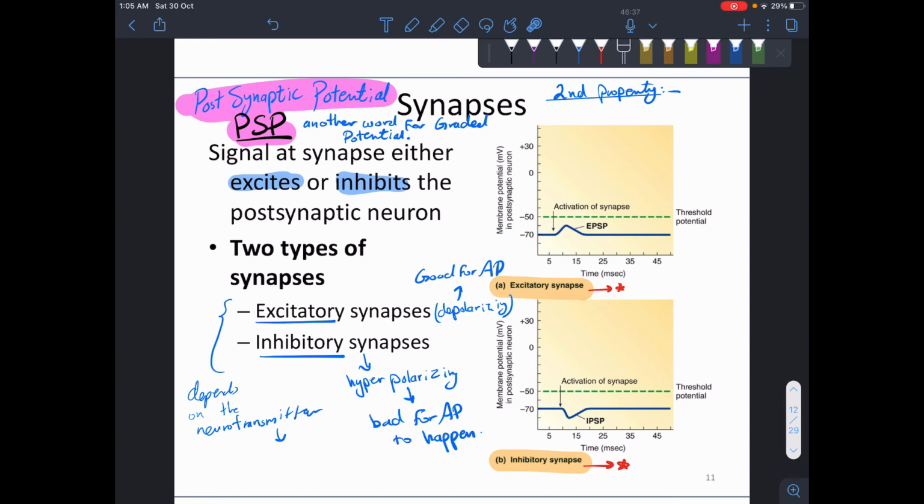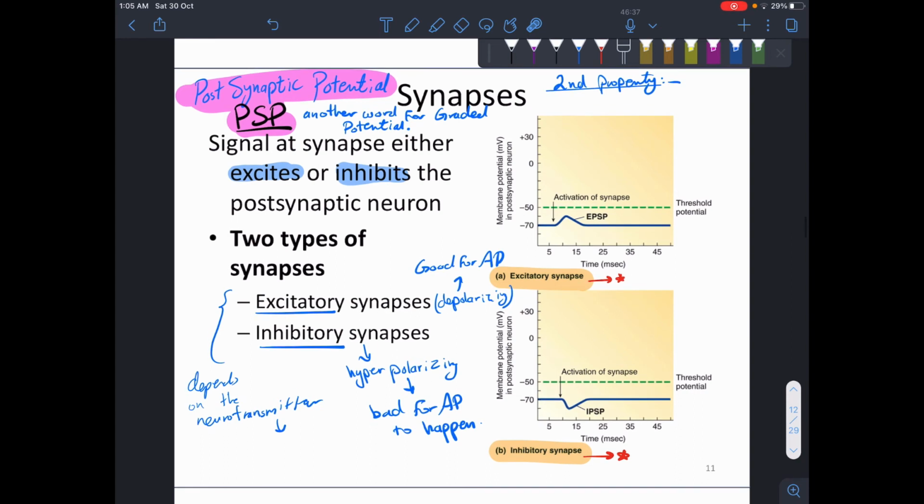So the postsynaptic potential, it's very important. So we have synapsing. A signal at the synapse either excites or inhibits the postsynaptic neuron. So two types, the excitatory synapse and the inhibitory synapse. Let's focus here on the diagram.